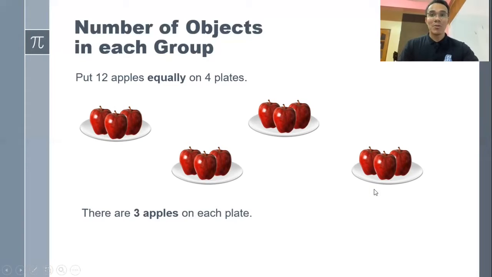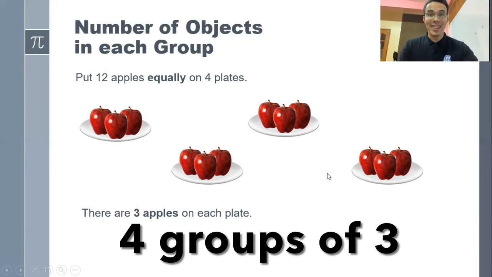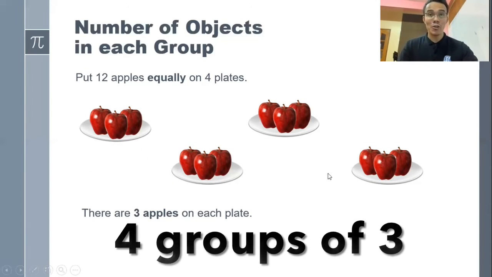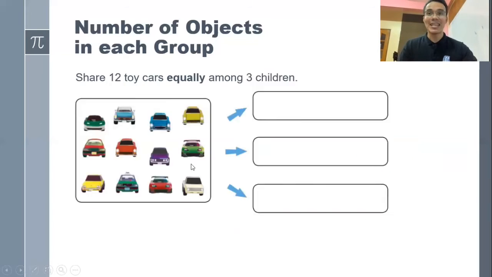Putting 12 apples equally on 4 plates is the same as dividing these 12 apples equally into 4 groups. The 4 plates can be treated as 4 groups. The 3 apples on each plate can be treated as 3 objects. So we can also say that we have 4 groups of 3. 4 groups of 3 apples.